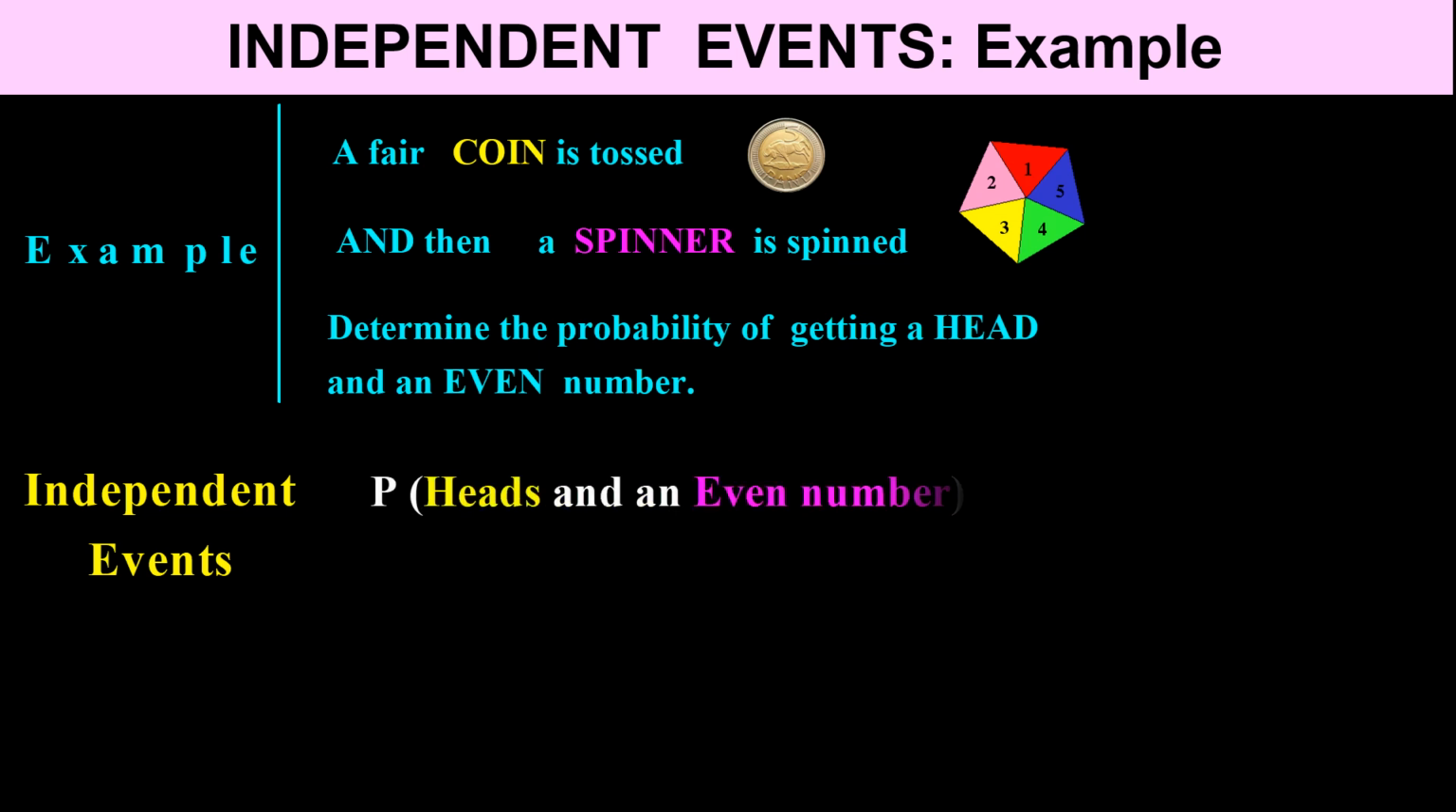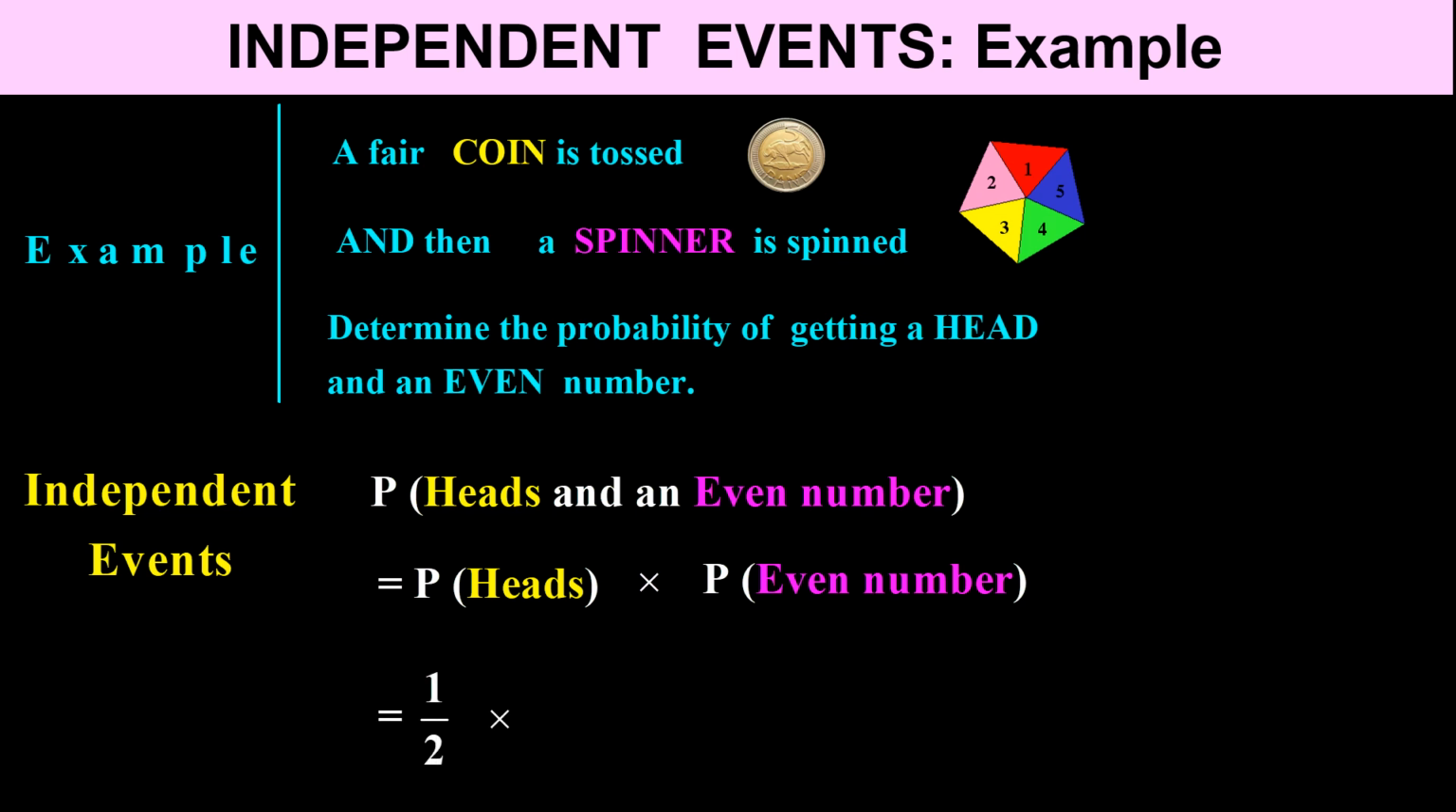So the probability of getting a head and an even number is the probability of getting heads times the probability of getting an even number. What is the probability of getting heads? 1 over 2. How many even numbers are there? It's only 2 and 4, so that's a probability of 2 out of 5. Therefore, the probability of getting heads and an even number is 1 over 5.